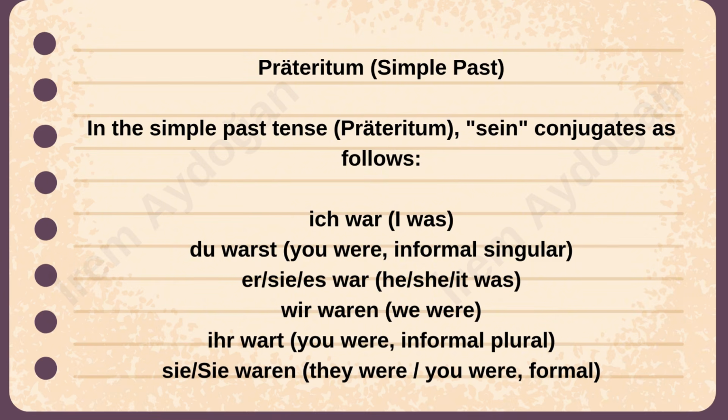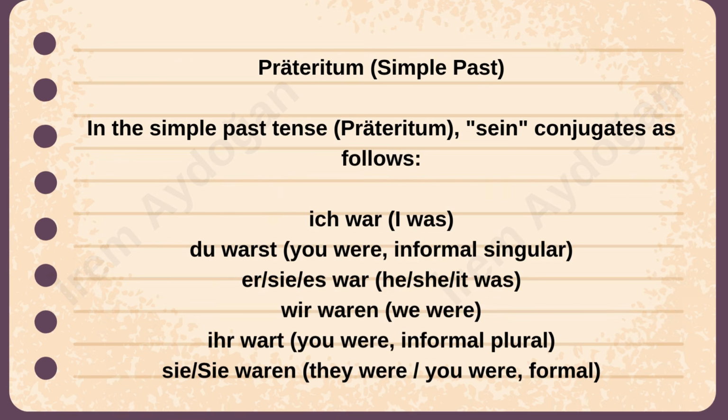We learned the verb sein in the present tense before. Let's remember first: ich bin, du bist, er/sie/es ist, wir sind, ihr seid, and sie sind. And in Präteritum we use sein as war: ich war, du warst, er/sie/es war, wir waren, ihr wart, sie waren.